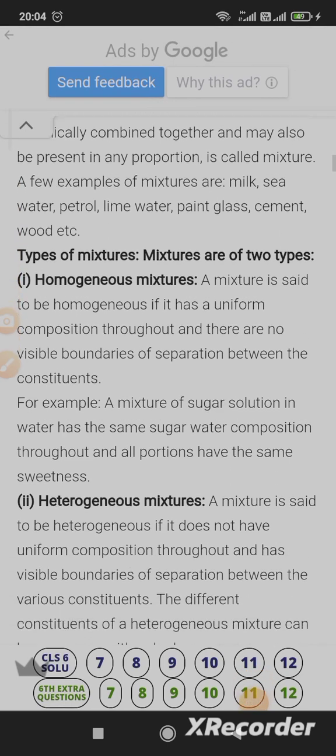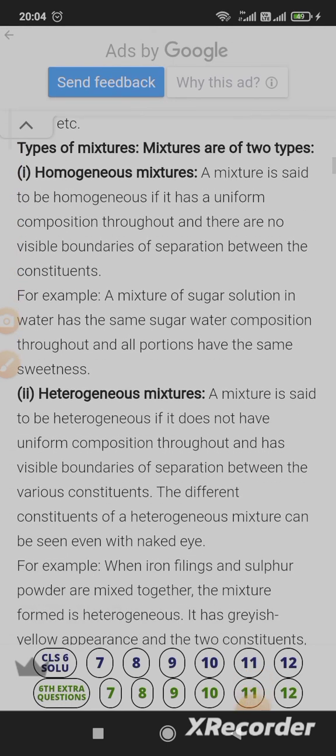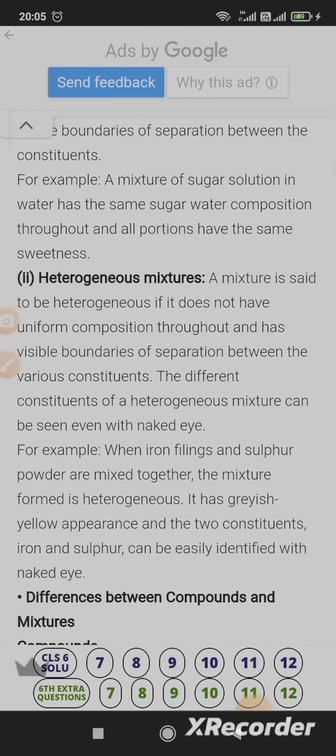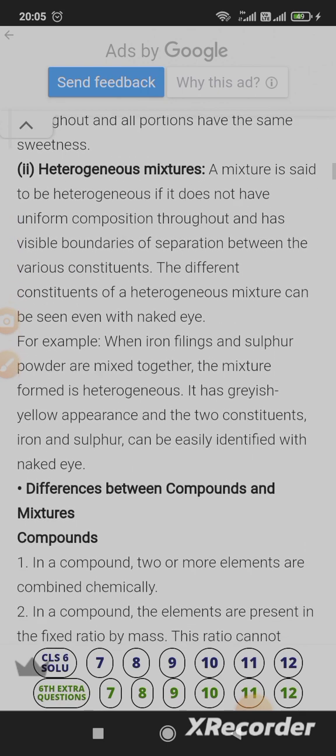Types of mixtures. Mixtures are of two types: homogeneous and heterogeneous. A mixture is said to be homogeneous if it has a uniform composition throughout and there are no visible boundaries of separation between the constituents. A mixture of sugar and water has the same composition throughout and all portions have the same sweetness. Heterogeneous mixture.